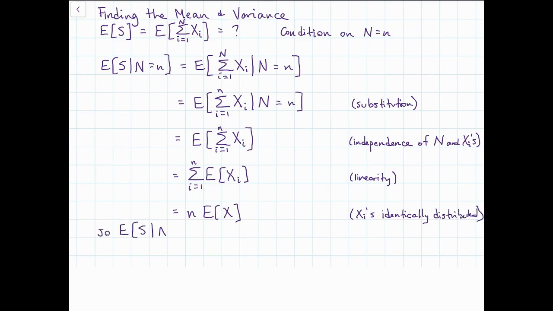So that's really neat. And that tells us that E of S given N, the random variable, is going to be capital N times E of X. Remember, what we do here is we take that same function, little n times E of X, and replace little n with big N to get the random variable.